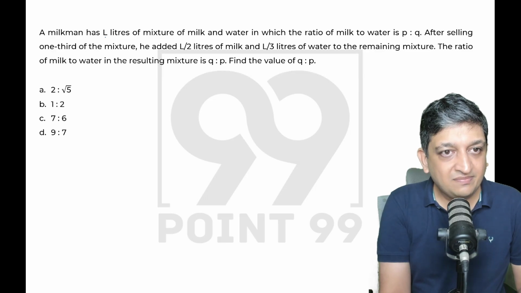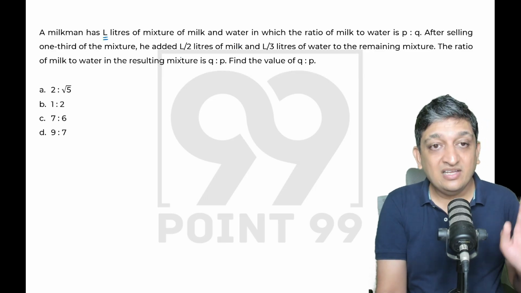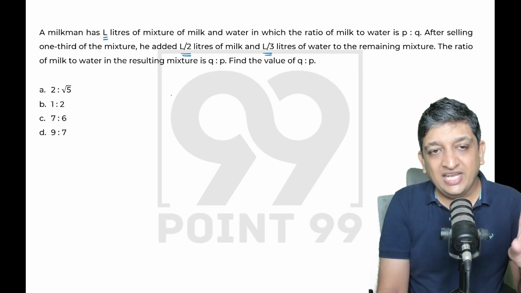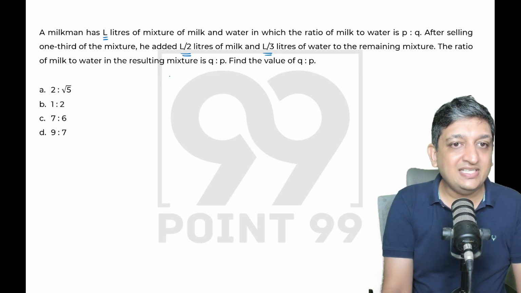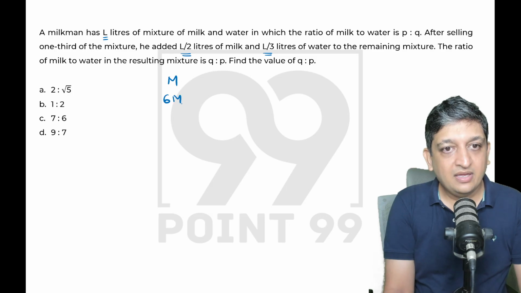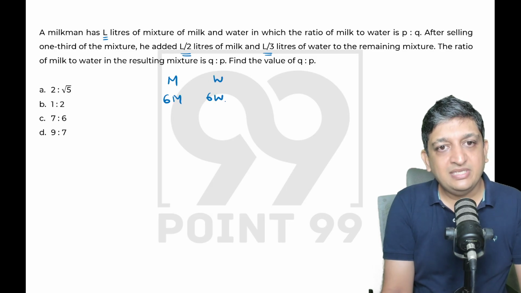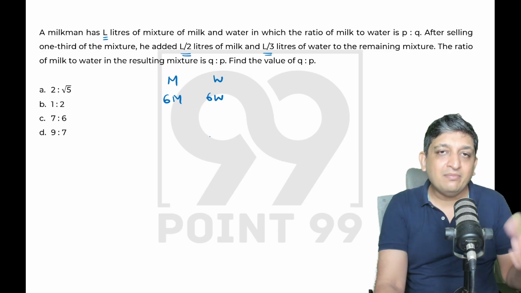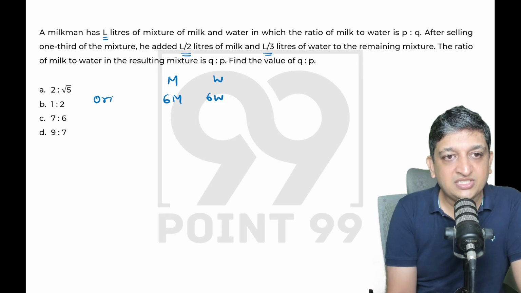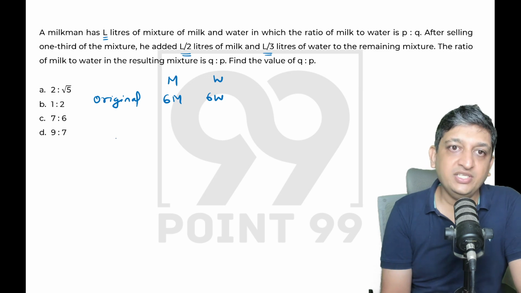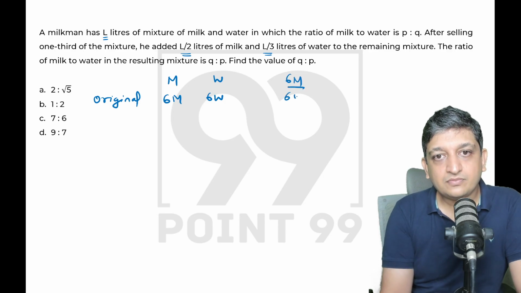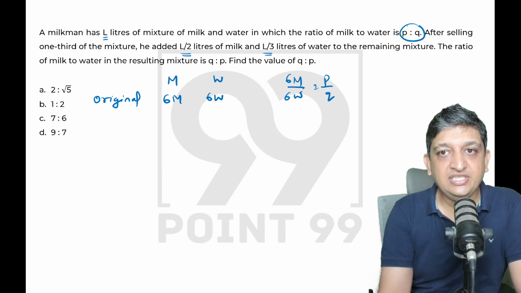Now I need L to be present, that has milk and water, fine. But I also need L to be divisible by 2 and divisible by 3. So instead of taking it completely as 6x, can we say that let the amount of milk in the original mixture be 6m and the amount of water in the original mixture be 6w. It doesn't matter whatever it is. M can be 1 by 2 as well. W can be 200 as well. We don't care. But 6m is the amount of milk in the original mixture and 6w is the amount of water in the original mixture. Now we know that 6m by 6w is P by Q. That is the first equation that we have.